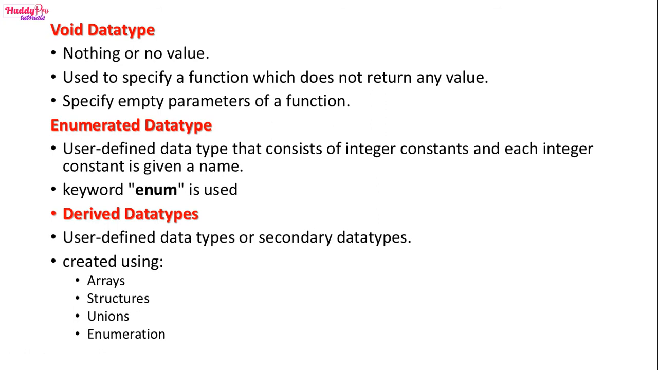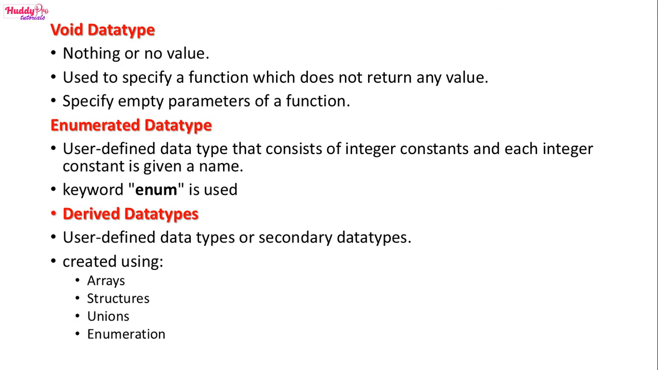Then we have the enumerated data type. An enumerated data type is a user-defined data type that consists of integer constants, and each integer constant is given a name. So the keyword enum is used to define enumerated data type.